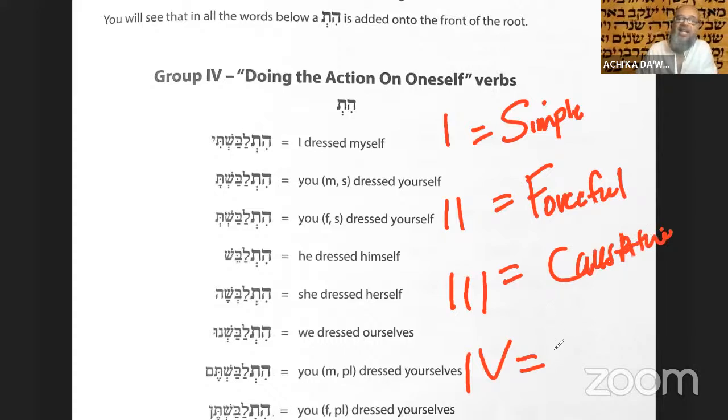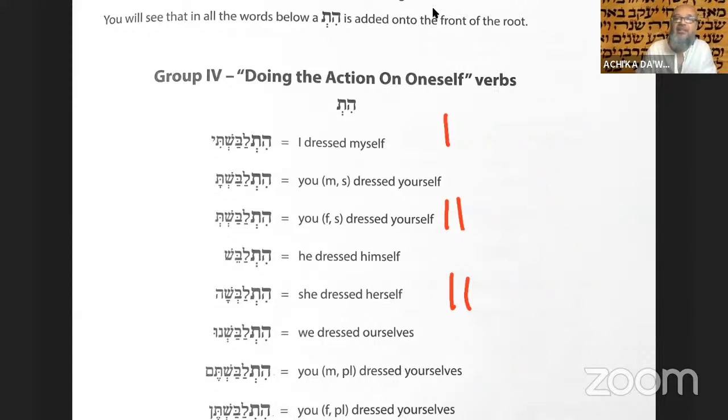And then the last one we have here is very simple. I don't want to give it a name that they didn't give it, so let's wait to see what they call it. I would call it a reflexive. Well, let's see what they say. They say doing the action on oneself. So just say doing it on myself, because that's the action. You're doing an action on yourself.